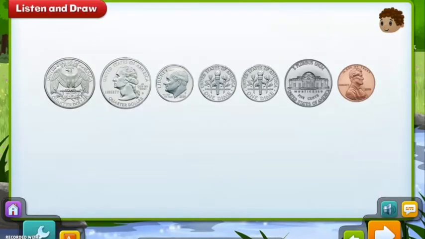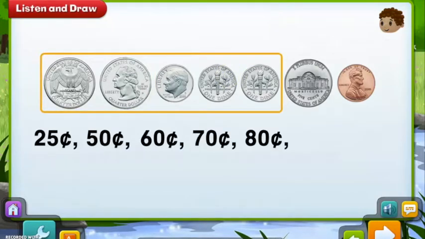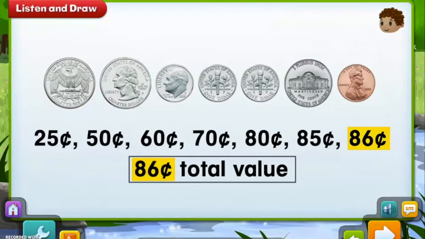Start with the quarters. Each quarter has a value of 25 cents, so the 2 quarters are worth 50 cents. Next, count on the dimes. The 3 dimes are counted on from 50 cents by tens. Now count on the nickel and the penny. What is the total value of coins in Dominic's coin bank? Dominic has 86 cents in his coin bank.